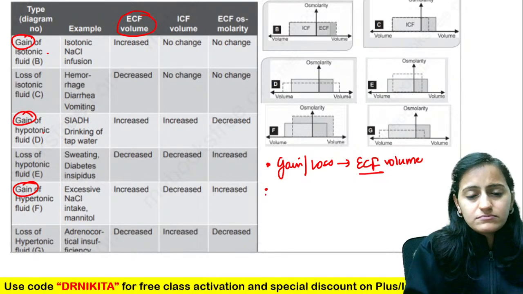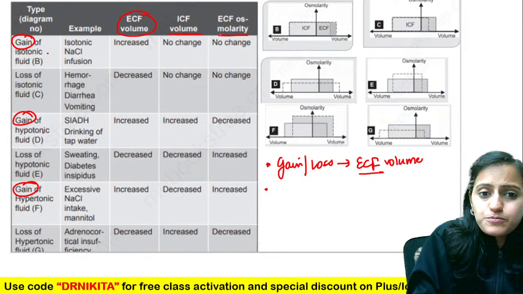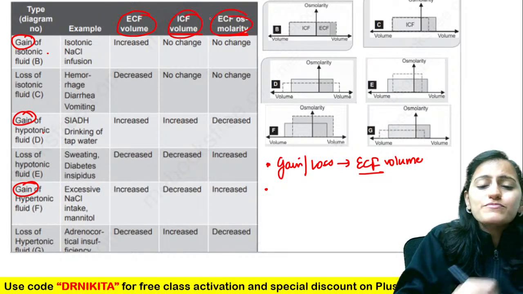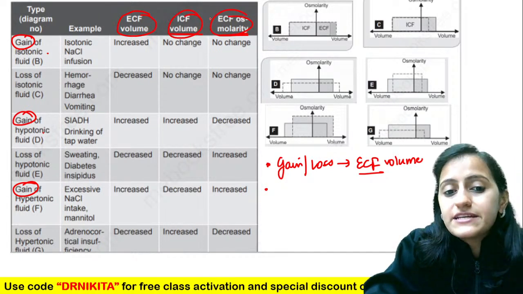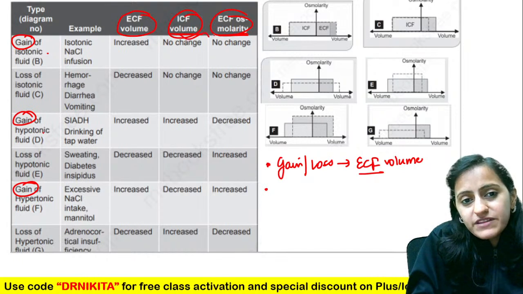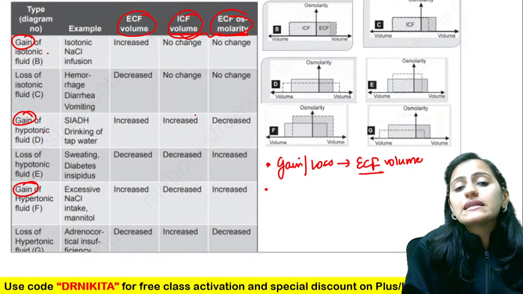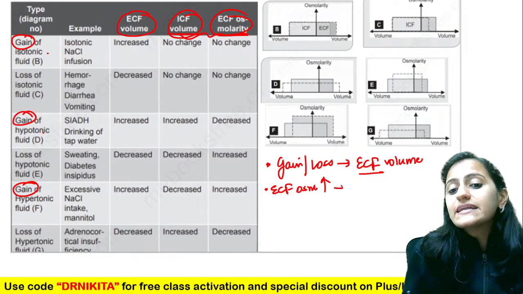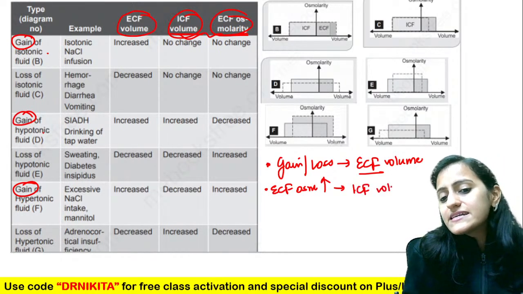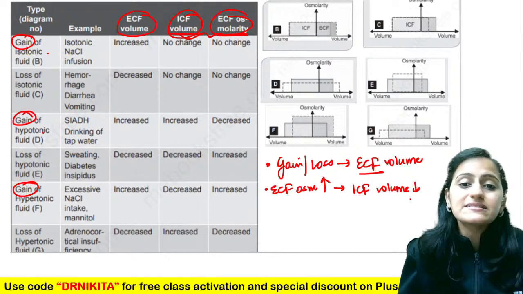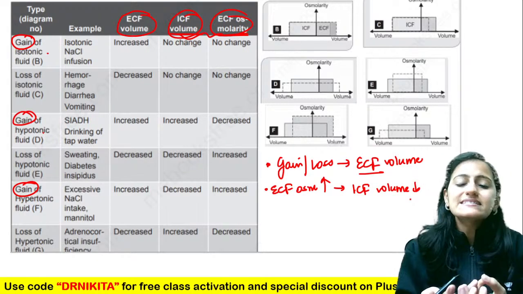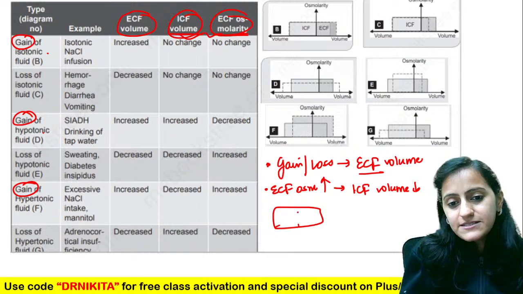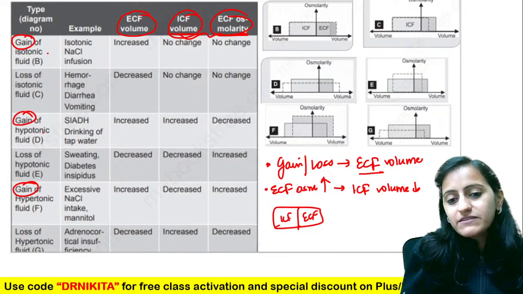All right. The next two properties are the ICF volume and the ECF osmolarity. If you see, both of these are inversely related. So if the ECF osmolarity is increasing, the ICF volume will decrease. Why? Very conceptual. You have the ECF and you have the ICF.